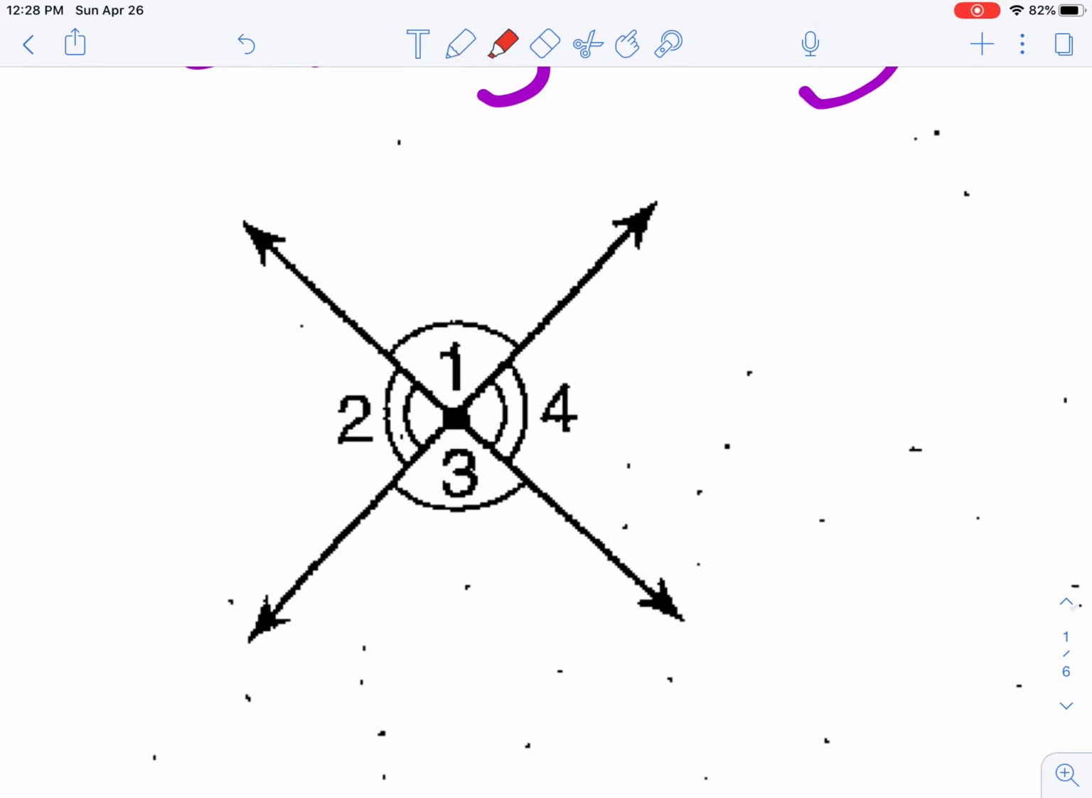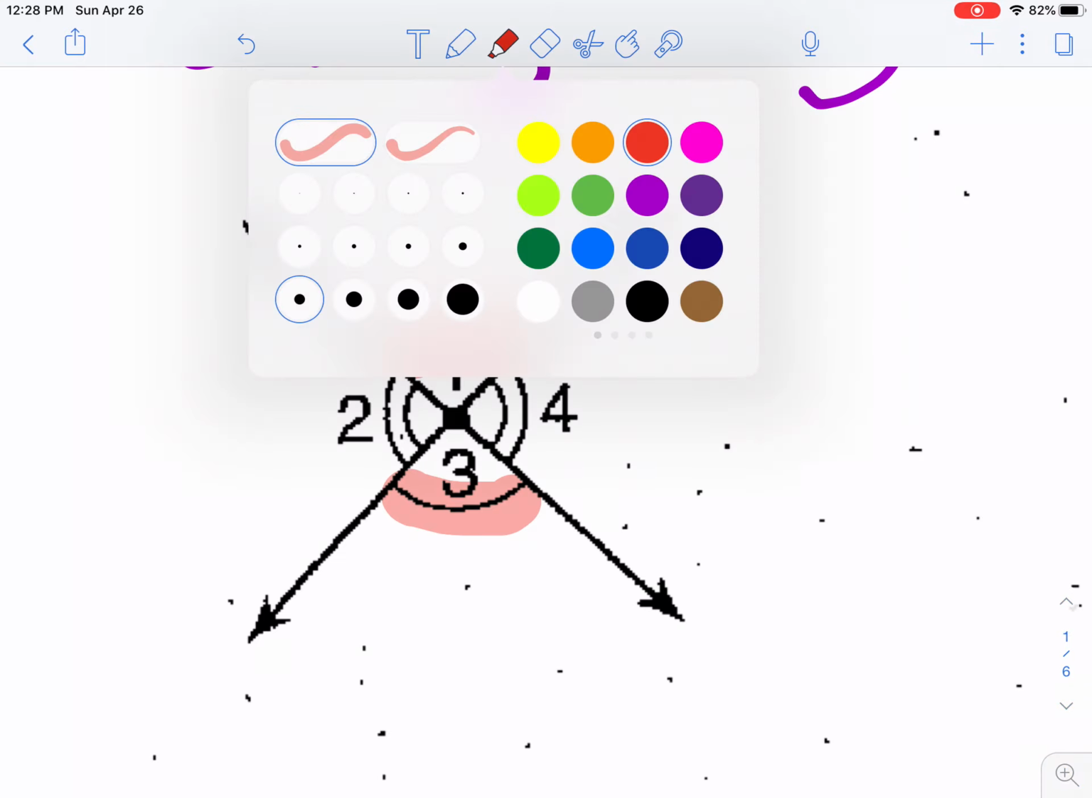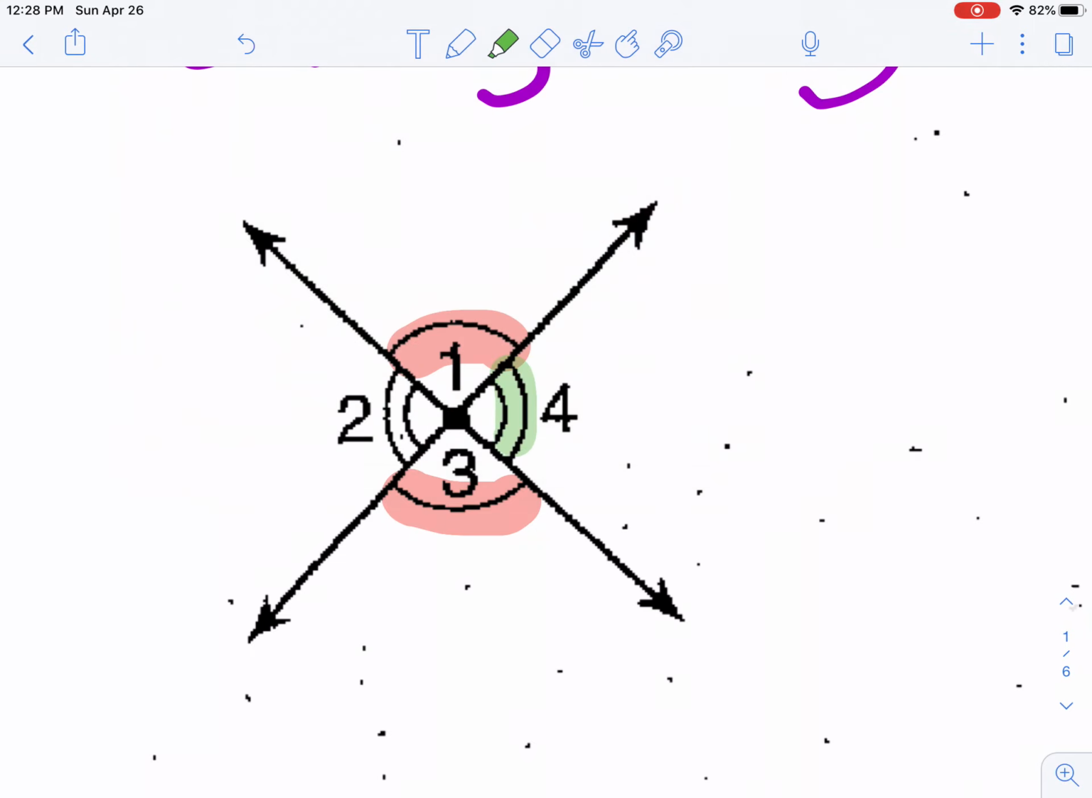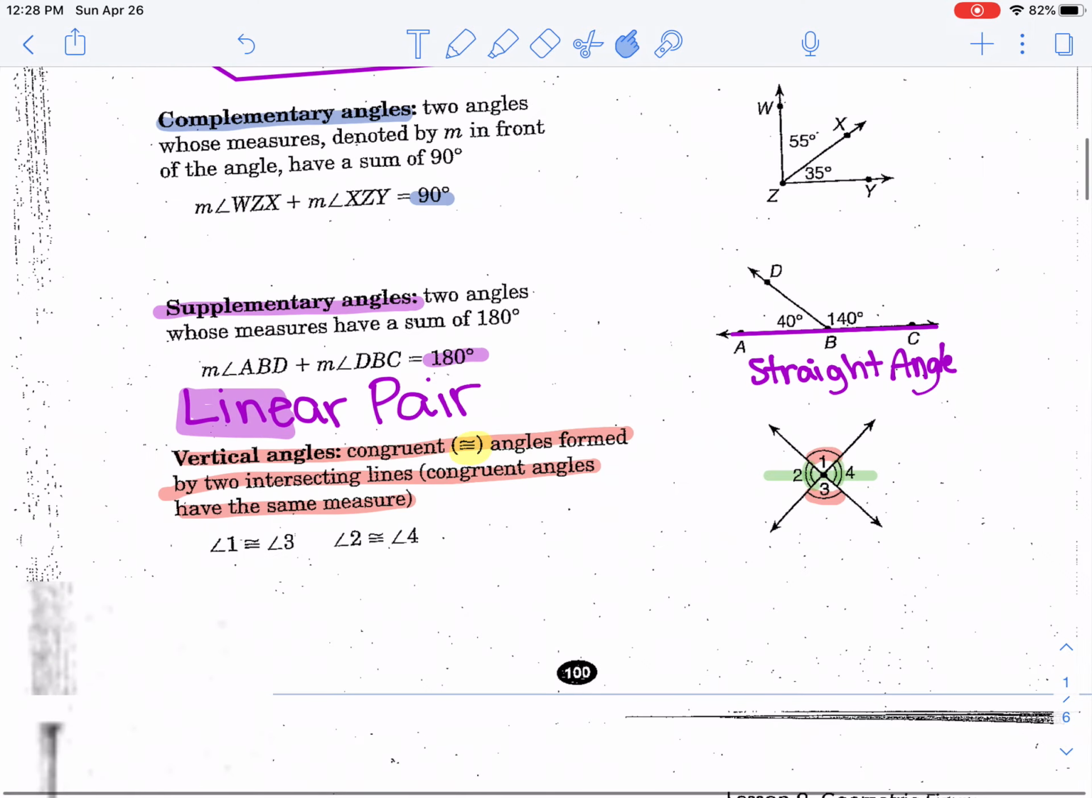These are important because they have pairs of angles that are equal. So angle 1, which you can see here, and angle 3 have the same little symbol. They have one little line. That's because they are equal in measure. Angles 4 and 2 have two little lines because they are equal. They are across from each other in the intersection. They are equal to each other. Those are important things to remember.